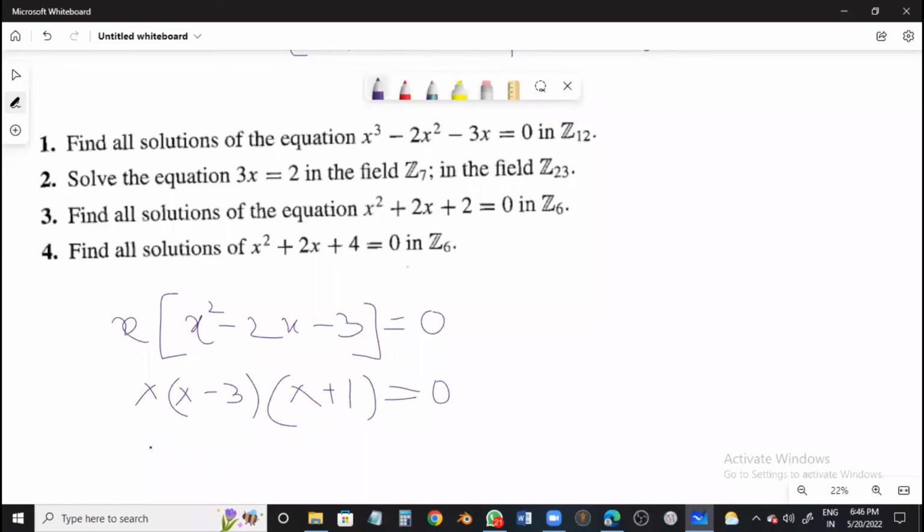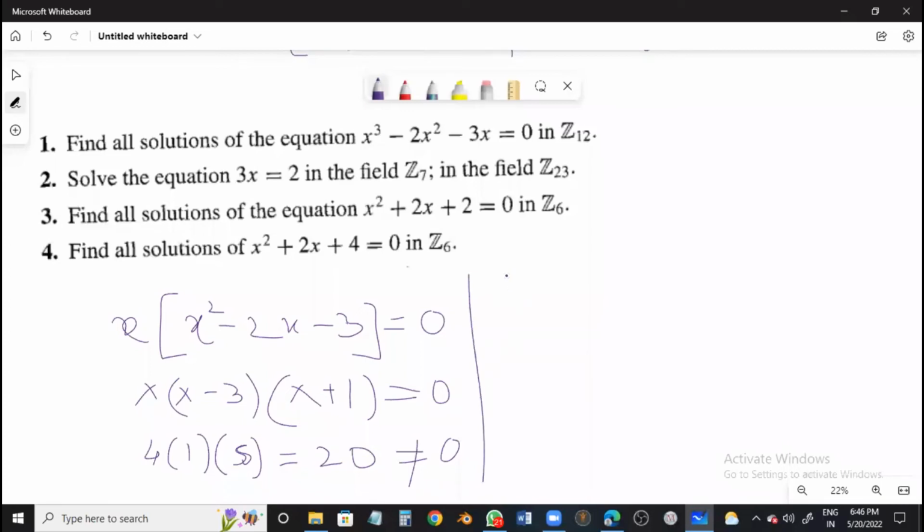If I take 4, I'll be getting 4 into 4 minus 3, which is 1, into 4 plus 1. What is the answer? 4 fives are 20. Is 20 equal to 0 for you? No. 20 is not a multiple of 12. 20 is not in the table of 12. So taking 4 was a wrong thing for me. x equal to 4 is not a solution. Hope so.